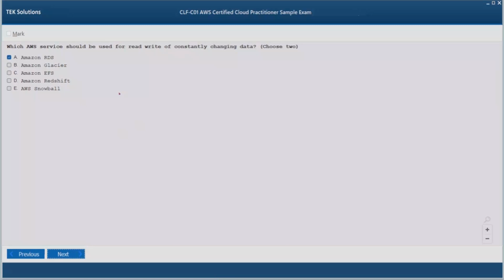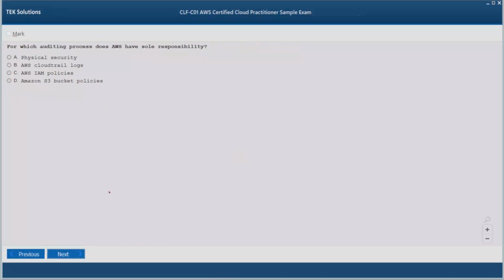So the next one, Amazon Glacier. This is incorrect because Glacier is for backing up the data, and data is not easily available, and we need here constantly changing data, read and write. So B is the wrong answer. Amazon EFS, this looks correct because it is a file system, users can simply read and write constantly here. D, Amazon Redshift, this is for the data warehouse. So this is also not going to fit here. And AWS Snowball, this is absolutely wrong because with Snowball, we are copying the data at on-site and sending it to the AWS cloud. So option A and C is the correct answer.